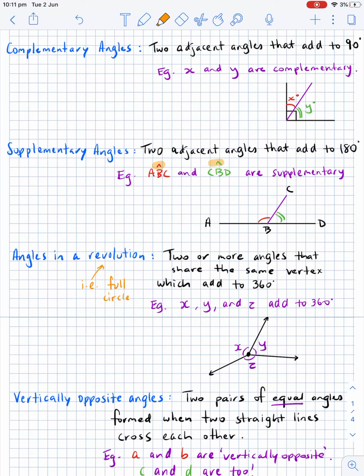Some of the notation sometimes is to put a little angle symbol on top of your middle letter. And these two angles here, this angle here and this angle here, add up to 180 degrees because they lie on a straight line. And a straight line makes a total of 180 degrees on top and on bottom.